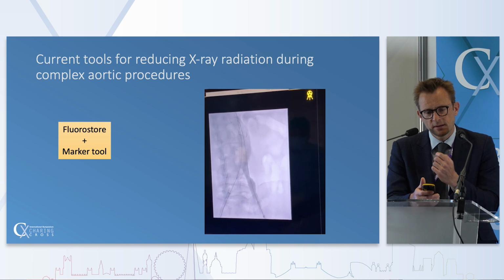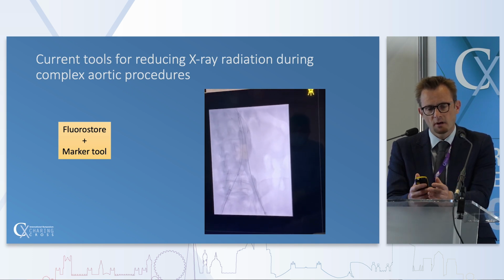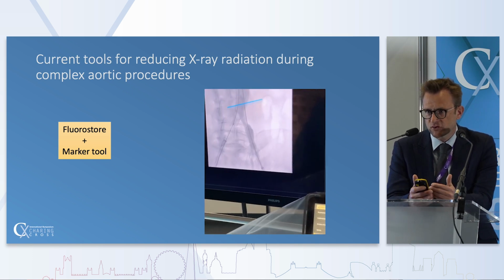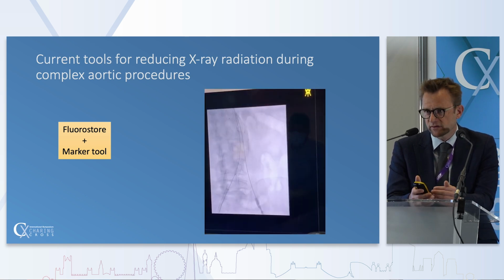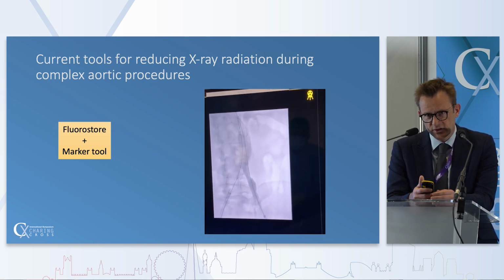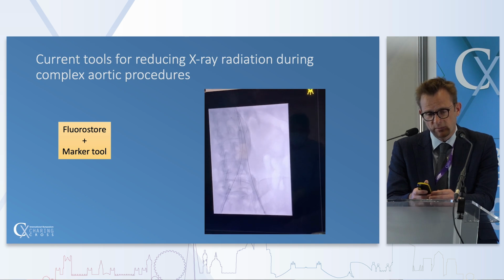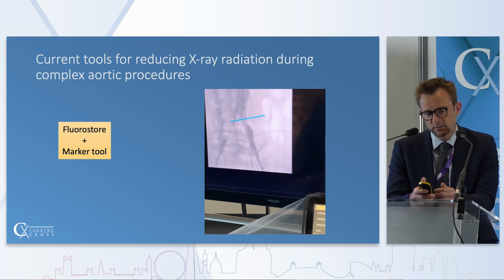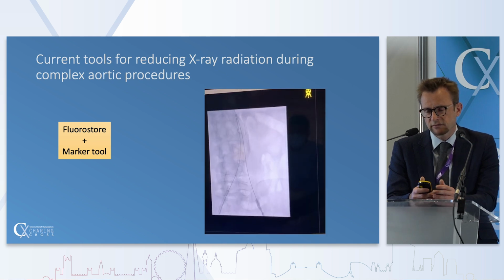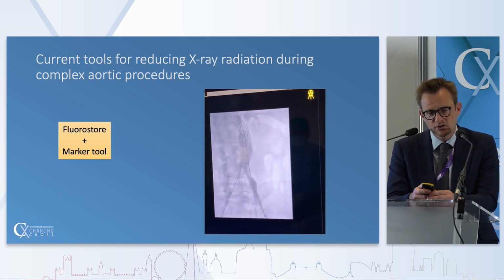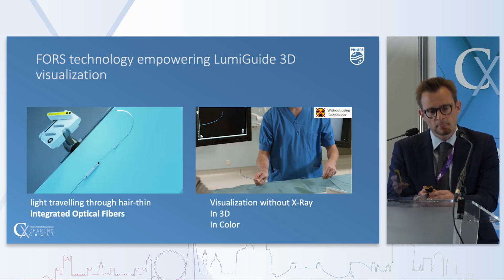As you can see here, there's an example of a graft limb deployment. Instead of shooting an angiogram to have a proper mask, we simply use fluoroscopy and store the images, without doing any angiogram, and then use the images as a marker, put the marker tool, and then we can deploy the stent graft without having too much information on the screen.